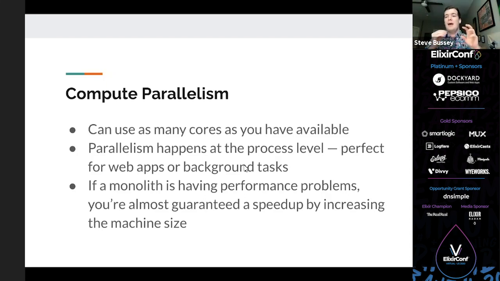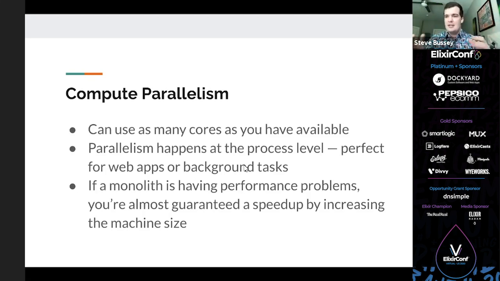So if you can imagine that every single request is a process, or maybe every background task that's executing is a process, these are going to be isolated from each other, and they're going to be able to execute in parallel with each other. And if a monolithic Elixir app, or really Beam app in general, is having performance problems, you're almost guaranteed to speed up by increasing the machine size.